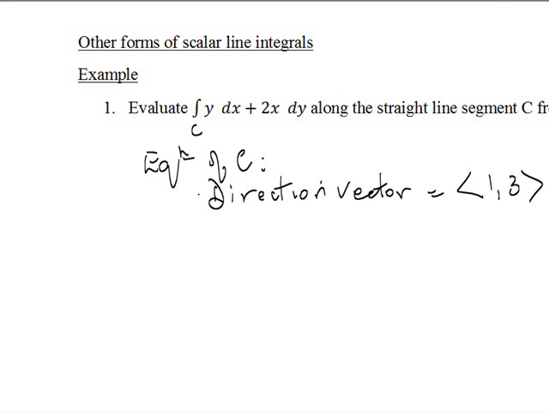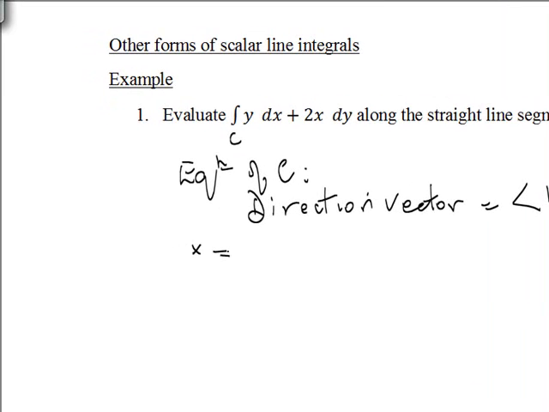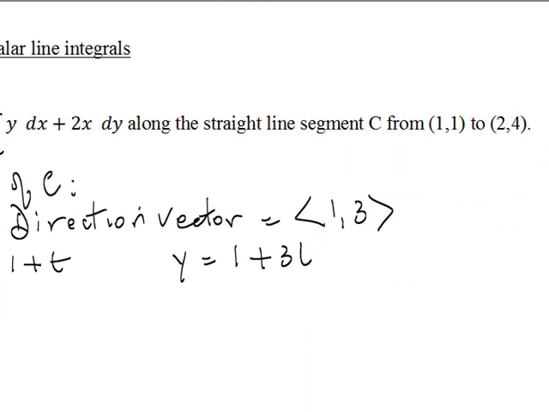Now let's find the equation. x equals, if I use the first point (1, 1), 1 plus t, y equals 1 plus 3t. Now give me the values for t. What value of t is the lower value? 0. And what value of t would be the upper one, giving me my second point? 1 again. It's usually the same thing if you do it correctly, right?